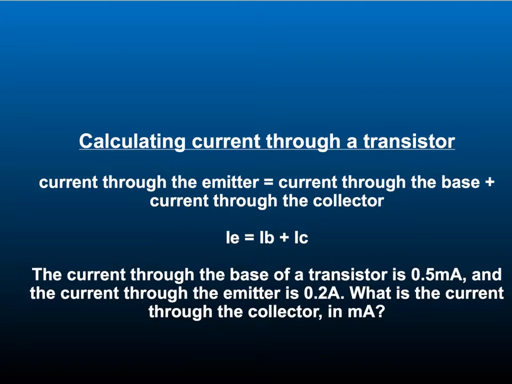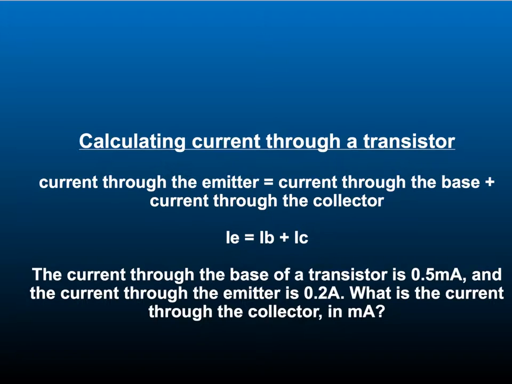You can calculate the current through a transistor using this equation. Current through the emitter equals the current through the base plus the current through the collector. Because the current through the base of the transistor is normally very small, it's usually given in milliamps. So you need to be able to convert your amps into milliamps before you answer the question.